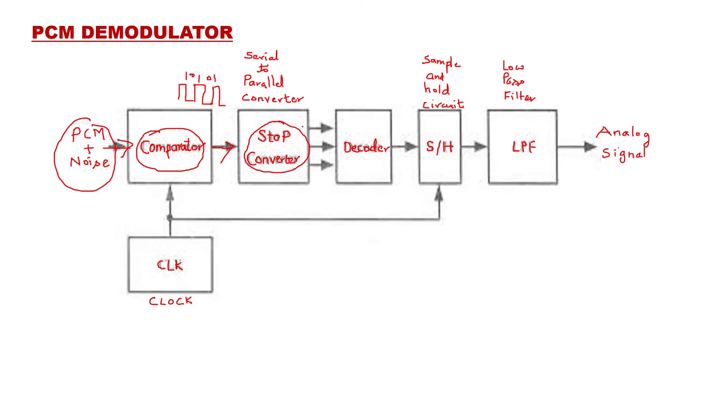And then that parallel code word will be decoded and given to a sample and hold circuit so that it can produce an analog signal. That analog signal is passed through a low pass filter so that any high frequency is eliminated and the output will be the original analog signal, whatever your message signal was. So this is your PCM demodulator.